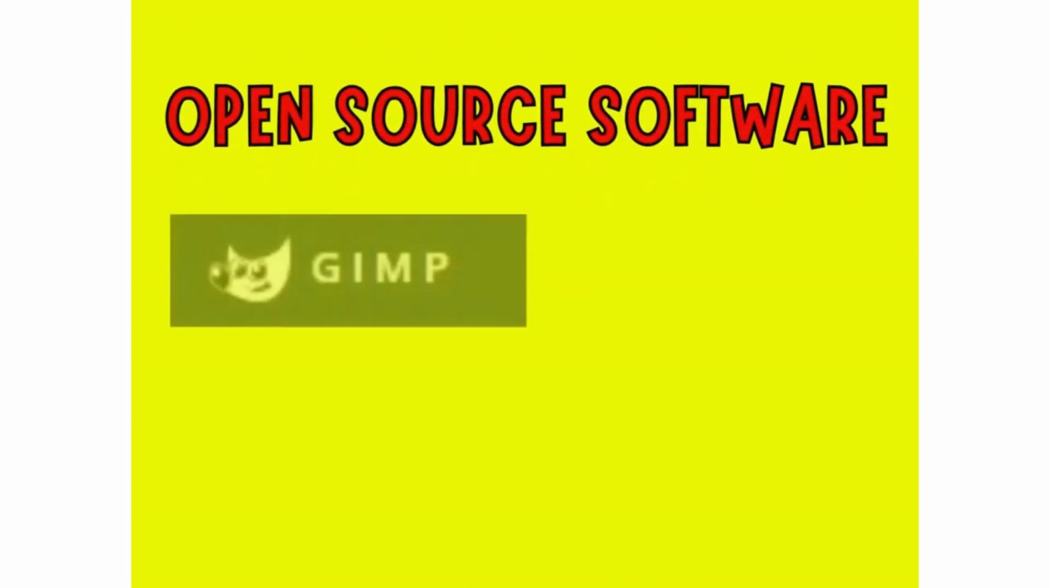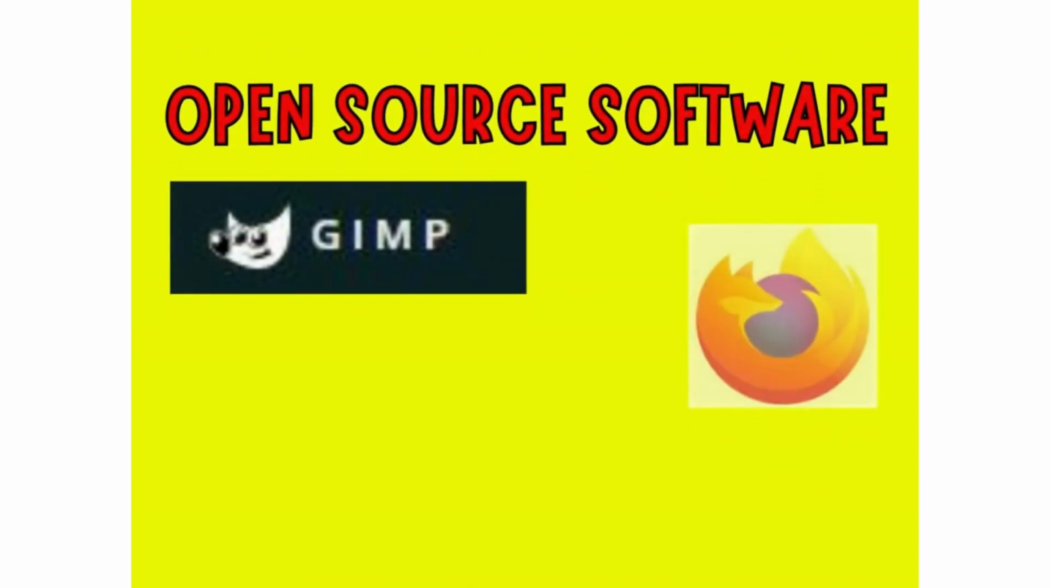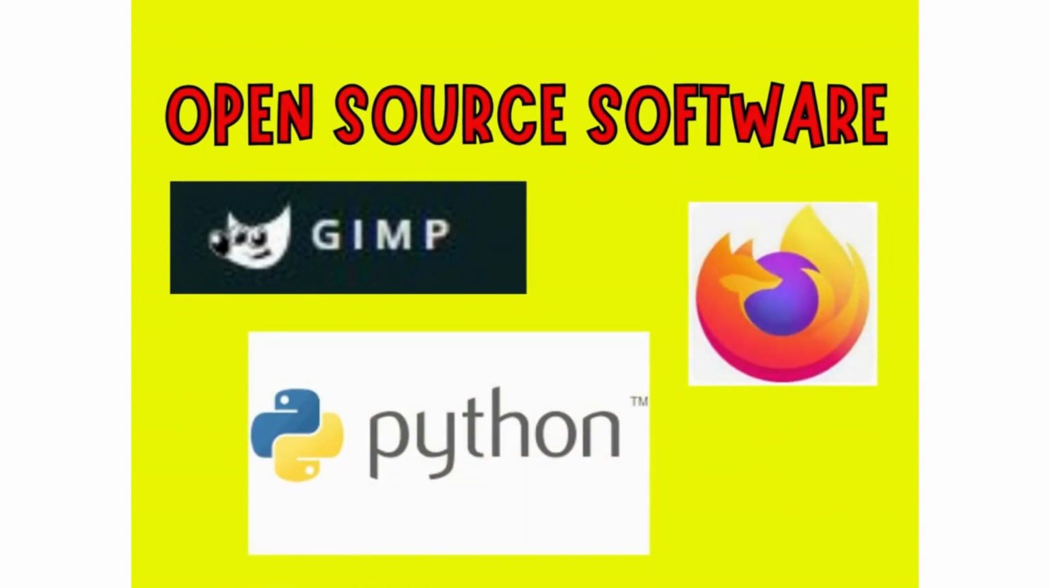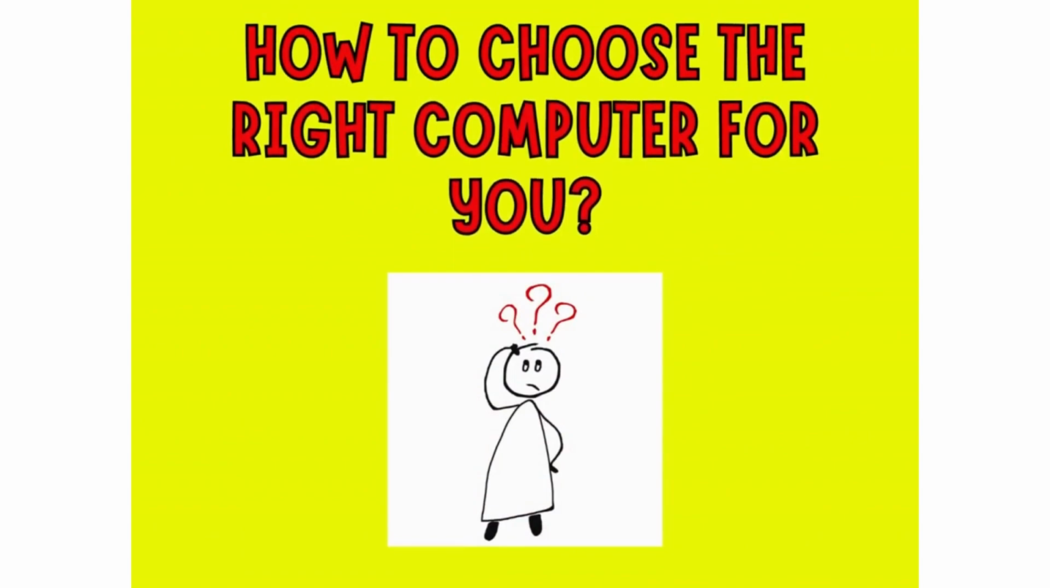Open source software are software made by many people and distributed, which grants all the rights to use, modify, and share the software in modified and unmodified form. Examples are GIMP, which is an image editor, Python, which is a high-level programming language, and Mozilla Firefox, which is a web browser. Now let's imagine that you are going to buy a computer.